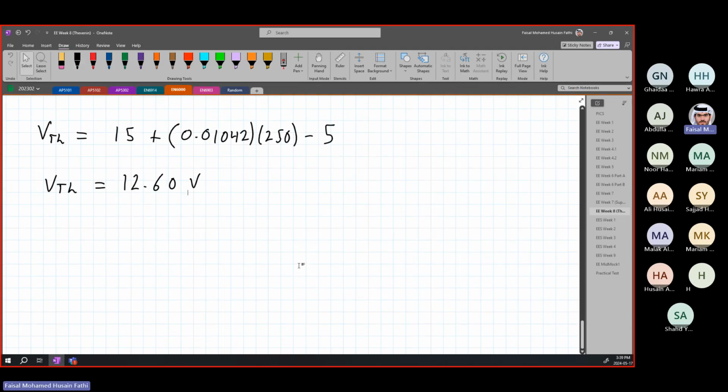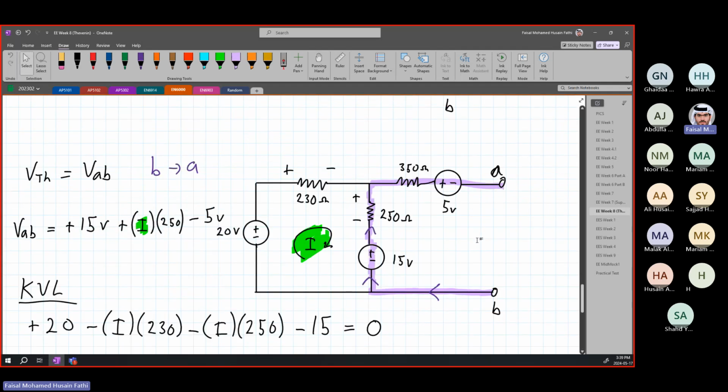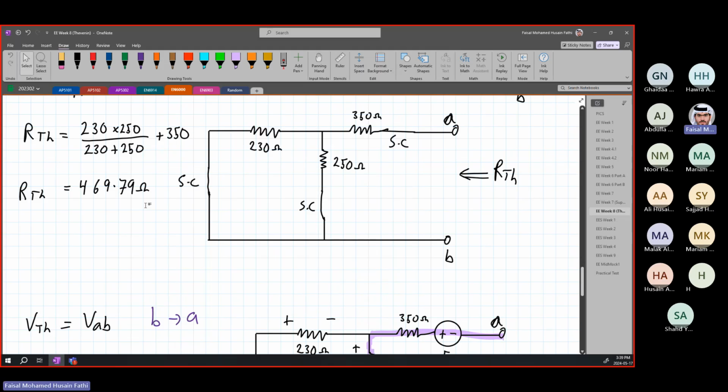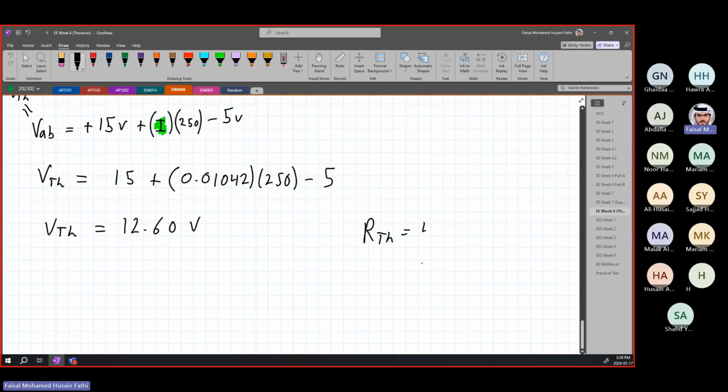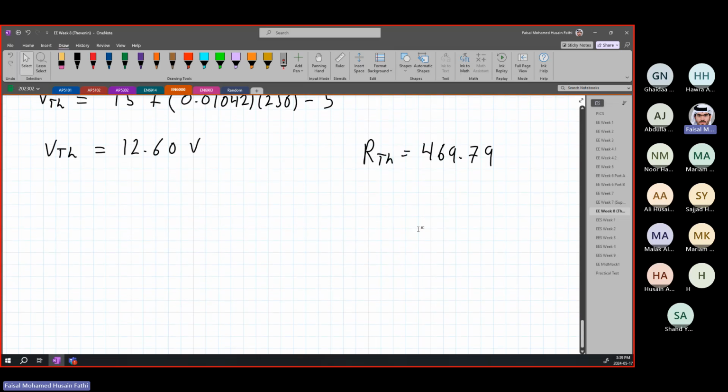Now we can draw our equivalent circuit. We have our Thevenin, and earlier we found our R Thevenin, which was equal to 469.79. If you follow this rule going from B to A, it is always going to be simple, no matter what voltages or sources are given here. It's going to be very simple as long as you know how to follow the path properly. So R Thevenin and V Thevenin are given.